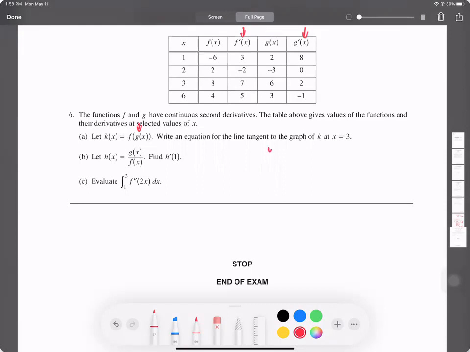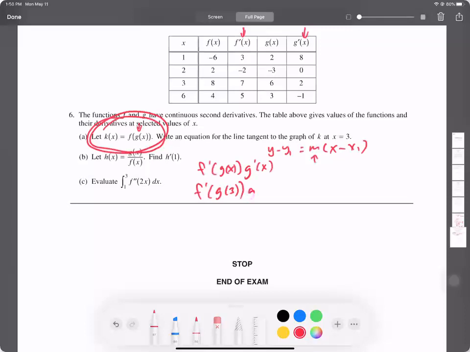To find the tangent line, y minus y1 equals m times x minus x1. To find m, that's the slope, so we take the derivative. The derivative of this function needs the chain rule: derivative of the outside, leave the inside alone, multiply by the derivative of the inside. They told us x is 3, so f prime of g of 3 times g prime of 3, and that's going to give you some value.